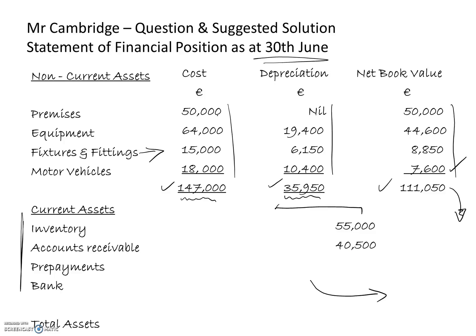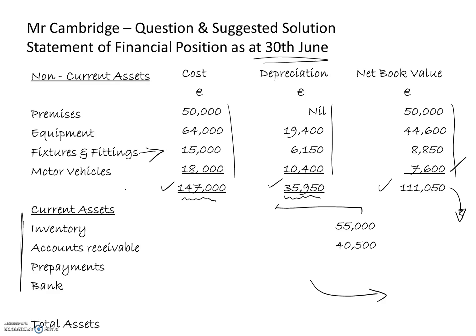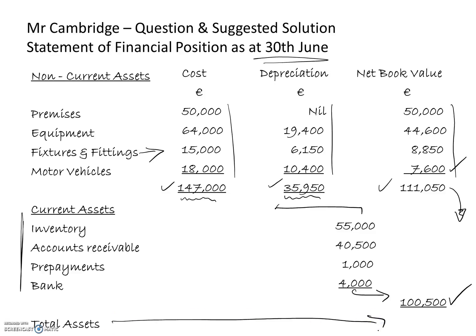The prepayments, now if we just go back to the notes, insurance prepaid of 1,000. So I'll pop that in there. And the bank figure, well, that's straight from the trial balance. So what I'll do is I will add those up, I'll bring them out and line them up underneath the net book value of my non-current assets. So that comes to 100,500 is the total of my current assets. So my total asset figure comes to 211,550.